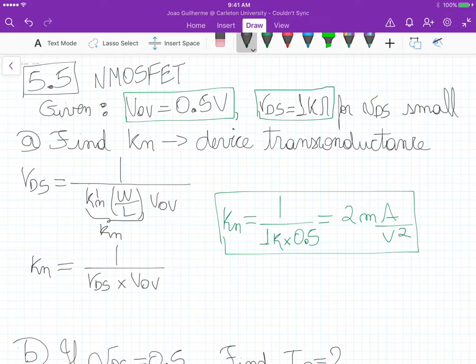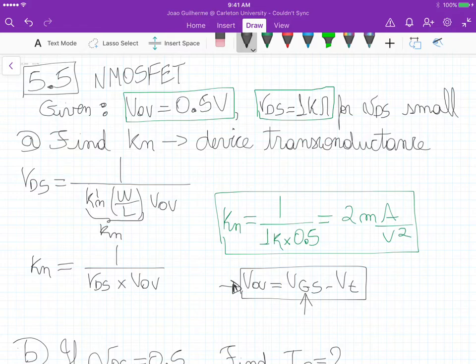and remember that the overdrive voltage is equal to VGS minus the threshold voltage. This is a parameter that once we set, we can change, right? Because if we change VGS, we change the overdrive voltage. But for this particular problem, it's constant. So we are going to keep this overdrive voltage. It's constant for this topology, for this analysis in this problem.